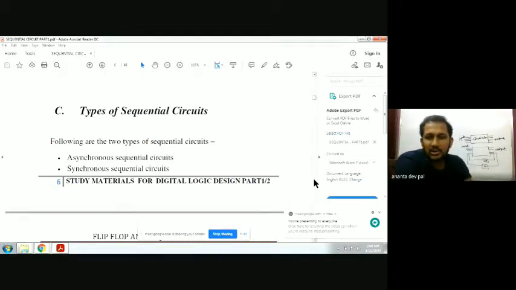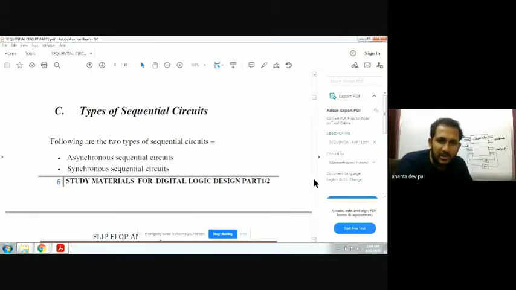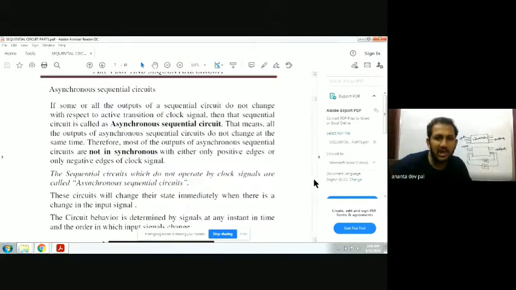In an asynchronous sequential circuit, all the outputs are not dependent on a single clock pulse. সবকটা আউটপুট একটা ক্লক পালসের উপর ডিপেন্ডেন্ট নয়। In a synchronous sequential circuit, all outputs depend on a single clock pulse. So this is the basic concept. Synchronous মানে হচ্ছে একসাথে, asynchronous মানে হচ্ছে ডিলে হয়, একসাথে নয়, একটার পর একটা. Asynchronous means there is a gap.